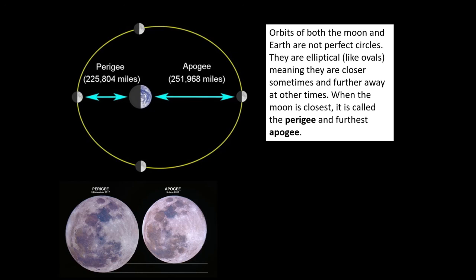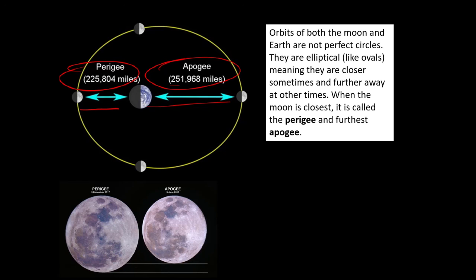The same is true for the Moon's orbit around the Earth. It's an ellipse, so sometimes it's closer. That's called the perigee, about 225,000 miles away. And then there's the apogee, which is 251,000 miles away. The average is about 240,000 miles. So when the moon is at the apogee point, you get relatively lower tidal ranges. And when you have the perigee, you get the opposite: relatively higher tidal ranges, because the moon is closer. And when the moon is closer, remember that gravitational force really depends a lot on distance.